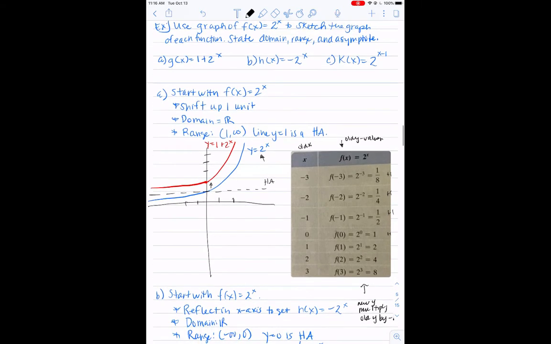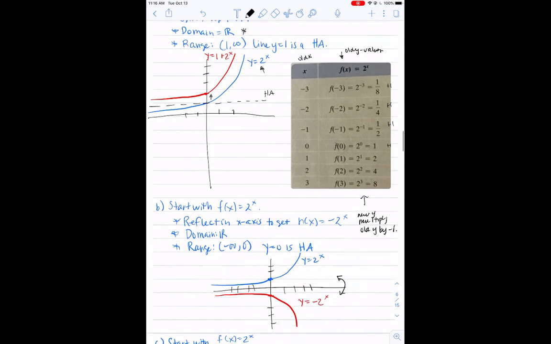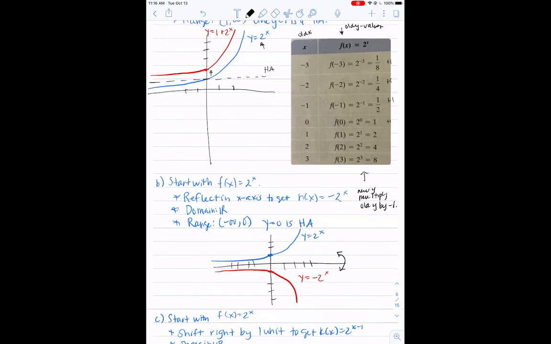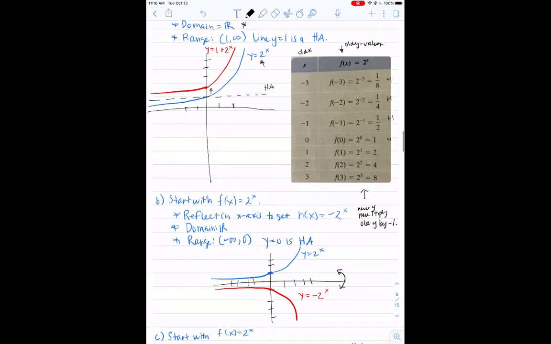Oh, and then for part A, our domain we know is the real numbers, and then our range is going to be from 1 to infinity because we shifted up 1. So the line y equals 1 is a horizontal asymptote. For the example we just did, our domain is the real numbers, and our range is going to be from negative infinity to 0 because we're basically on the bottom part of our axis. So we're never going to cross y equals 0, so we're not going to have positive range values.